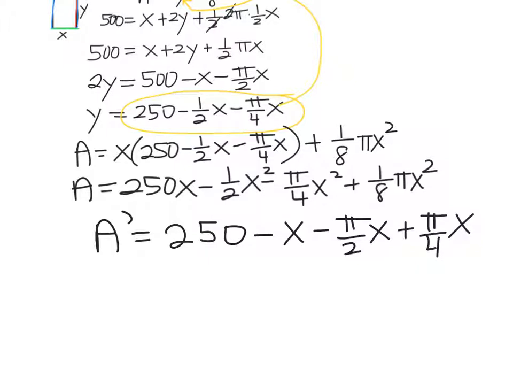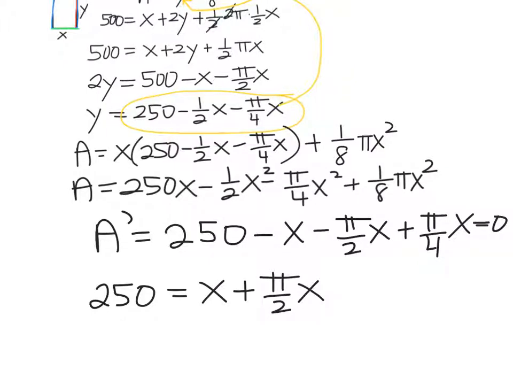So let me show you how you solve this because you have a lot of different x's here. So here's what you want to do. 250. Let's bring all the x's, so we're setting this equal to 0. Sorry. Let's bring all the x's over to the other side. Okay? So I'm going to add this x over. I'm going to add the pi over 2x. And I'm going to subtract the pi over 4x.